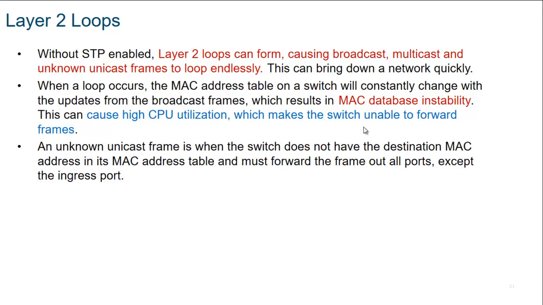An unknown unicast frame is when the switch does not have the destination MAC address in its MAC address table and must forward the frame out all the ports except the ingress port.